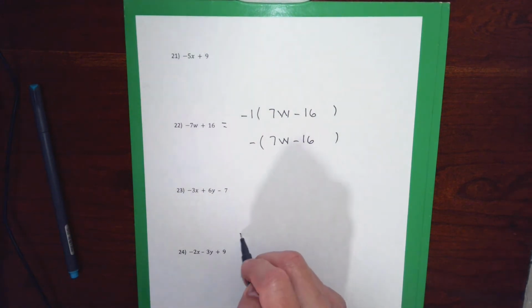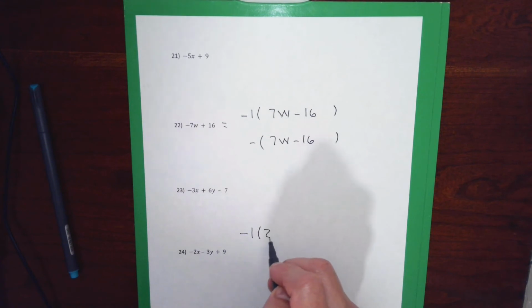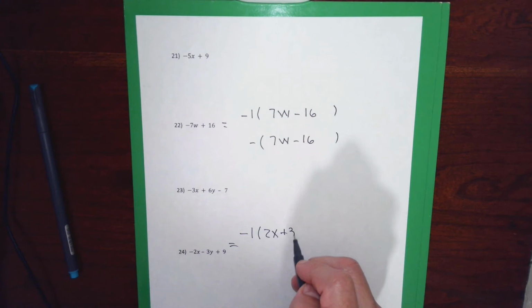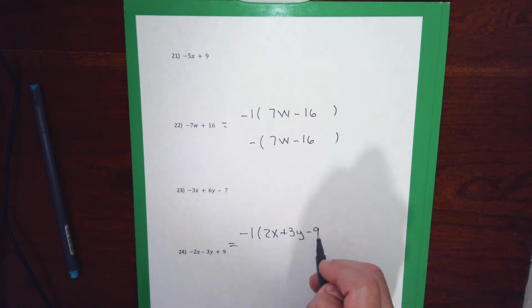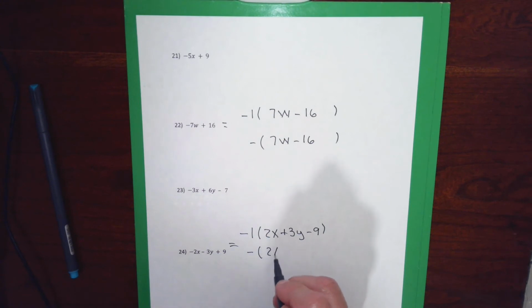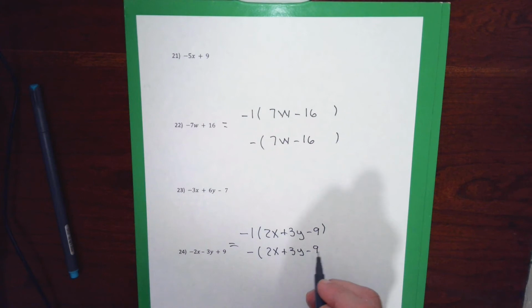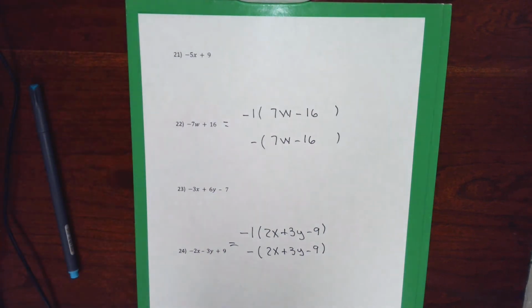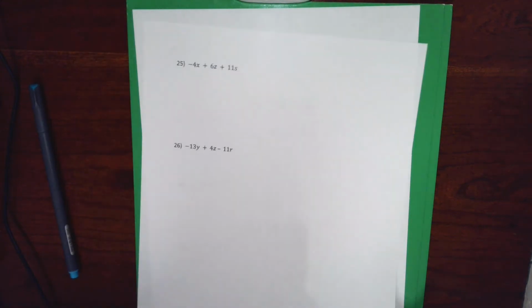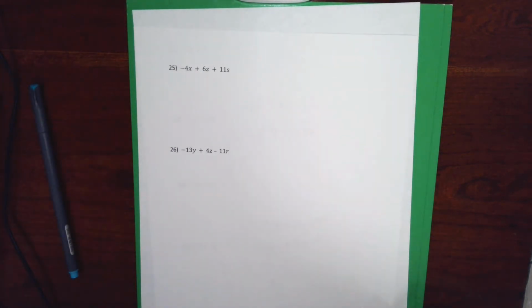Problem 24. Same strategy. As long as I change every sign, I'm good. And then I like the 1s with the negatives. It makes it so much easier when I'm checking. It's a cleaner looking answer without the 1. They're equal to each other. I'm going to skip 26. I don't think I need another one of these.